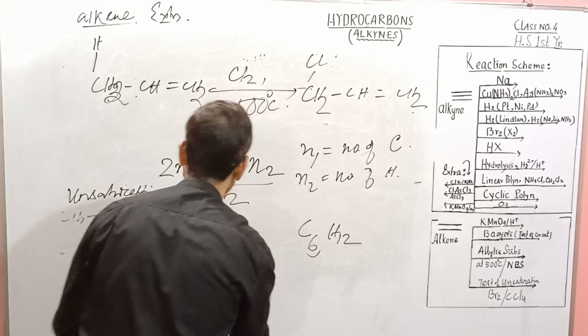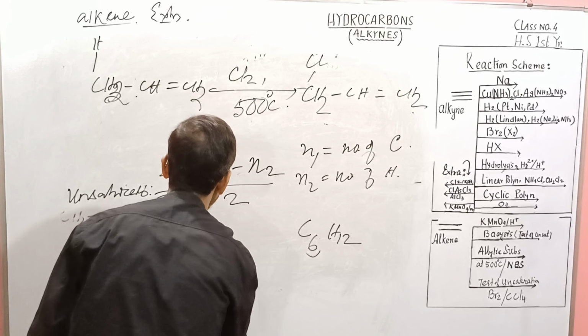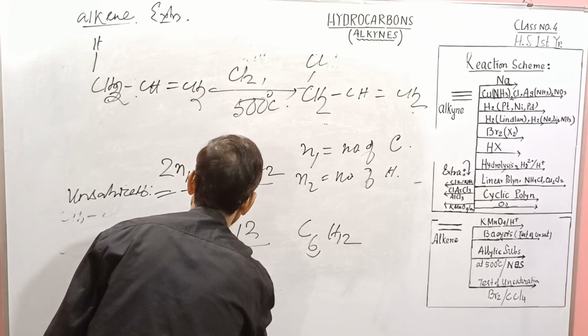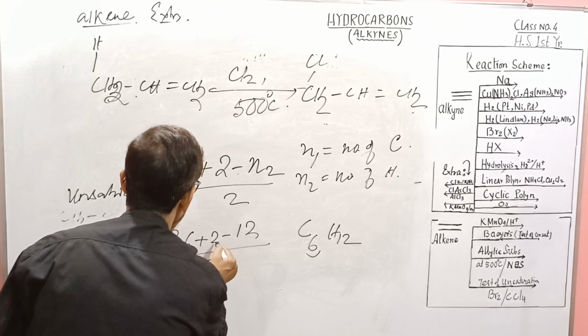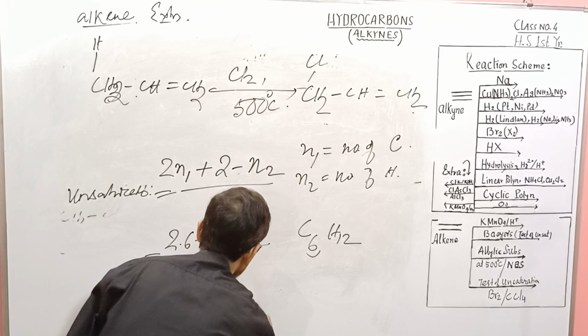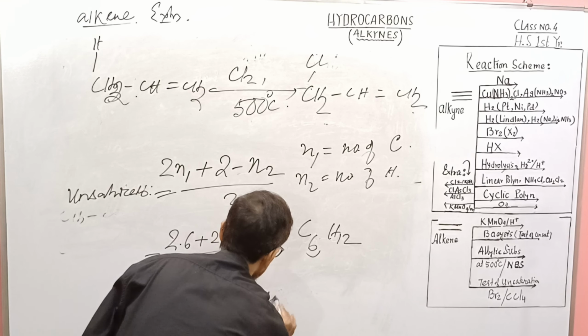n1 is the number of carbons. How many carbons? The number of carbons is 6. So 2 times 6 is 12, plus 2 is 14, minus the number of hydrogens, which is 12. So 14 minus 12 is 2, divided by 2 equals 1. There is one unsaturation, one double bond.